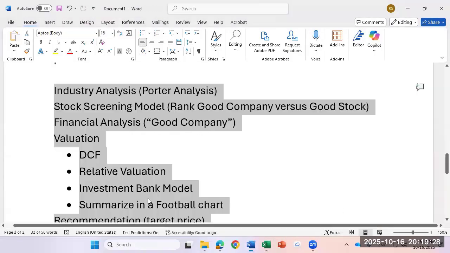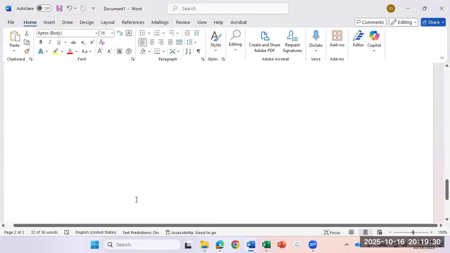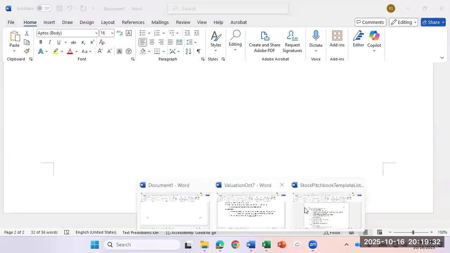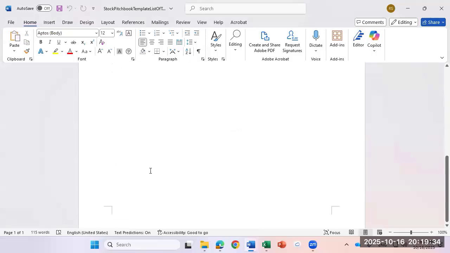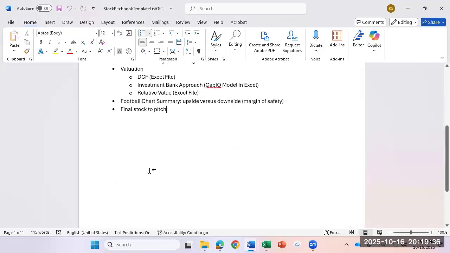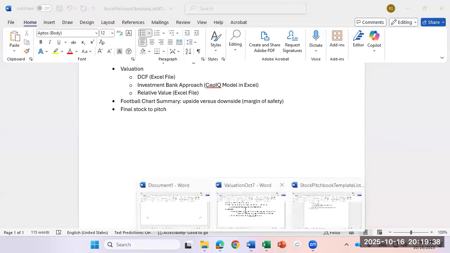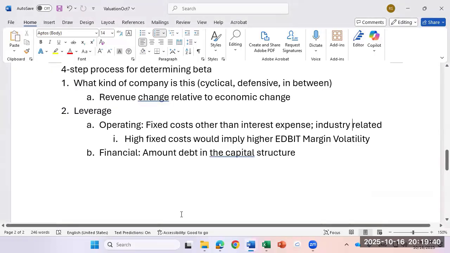I've lost my... where did it go? Is this it? Where did I put that? I've lost where I've been typing. The middle one? What's the middle one? Ah, the middle one. All right.